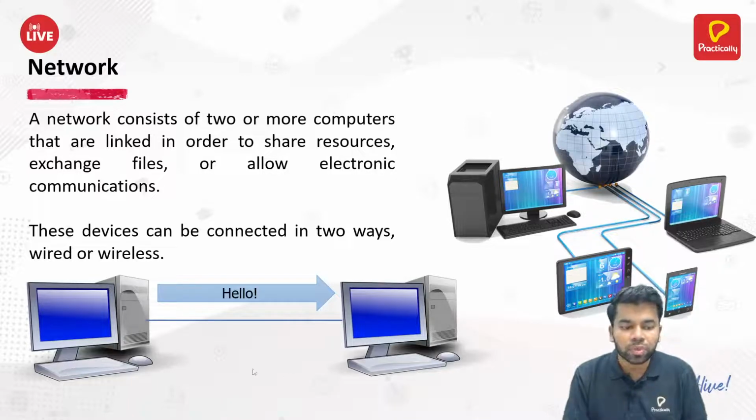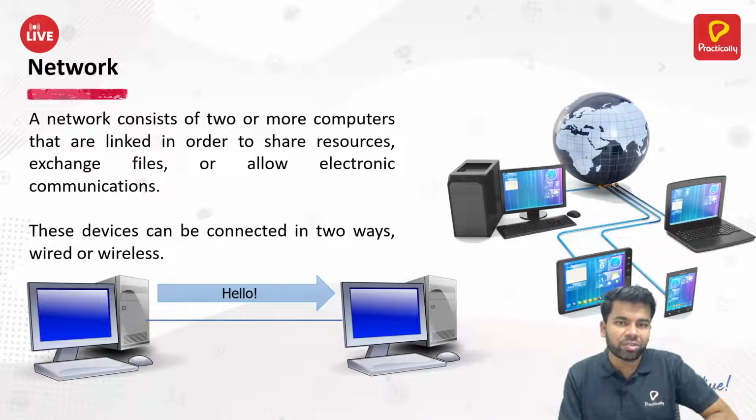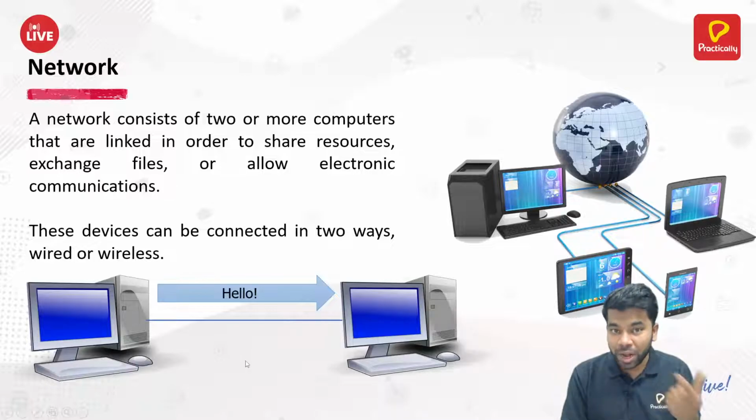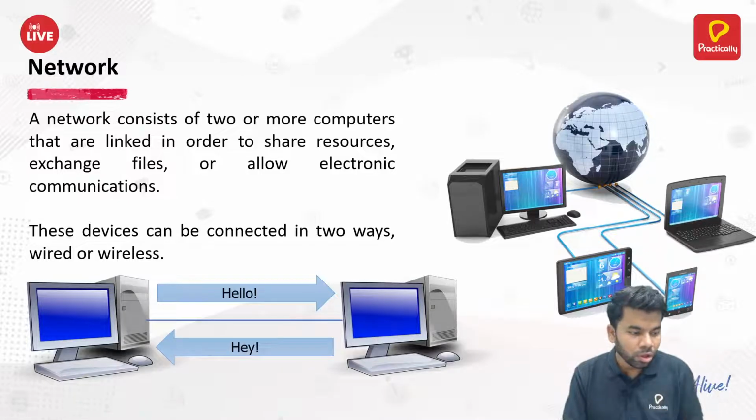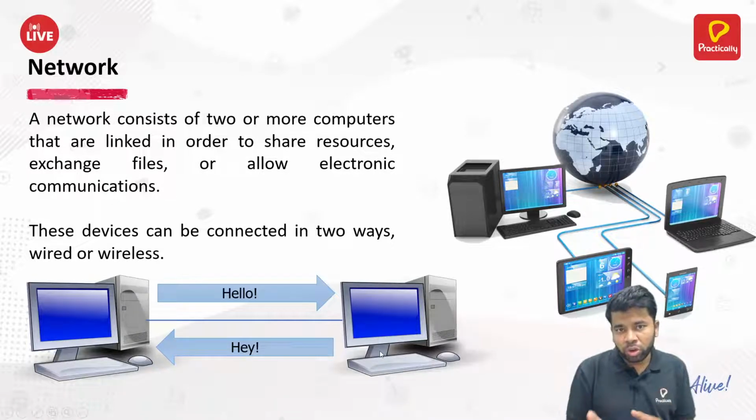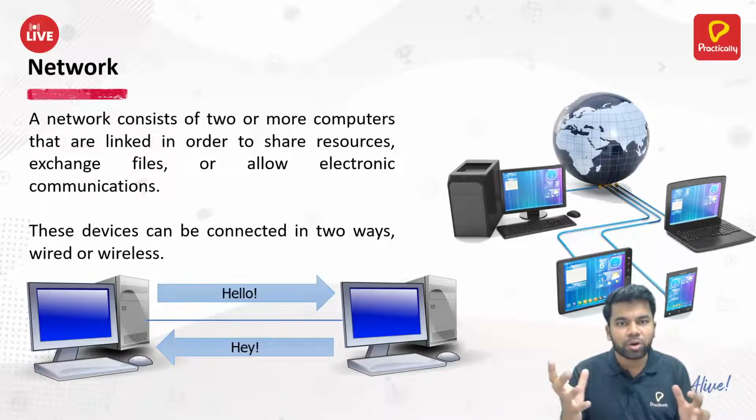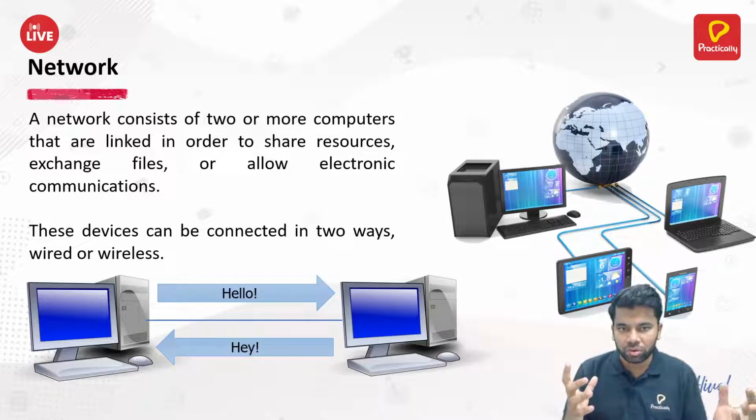Simple. When the first device, device A, sends a message to the second device, device B, device B will reply back. Device B, meaning computer B, will reply to device A with another message. So here two devices are connected with each other. Now they can share resources.